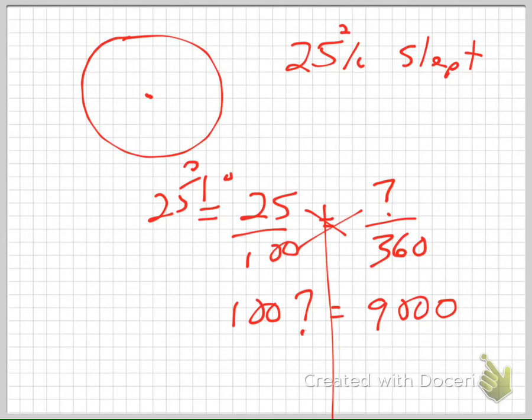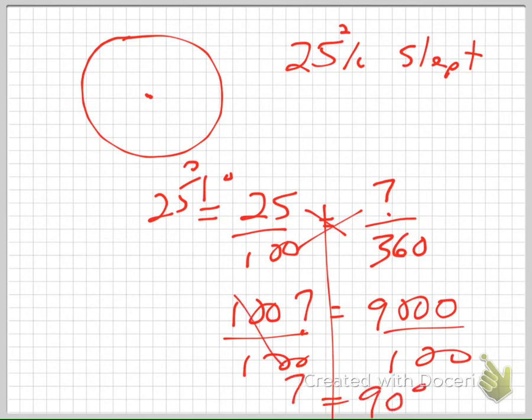So now what do I do to finish solving this? I need to get the question mark by itself. Divide by 100, divide by 100. The question mark equals 90 degrees. Do you all know that 90 degrees is a right angle, which makes a perfect quarter? Does that make sense?